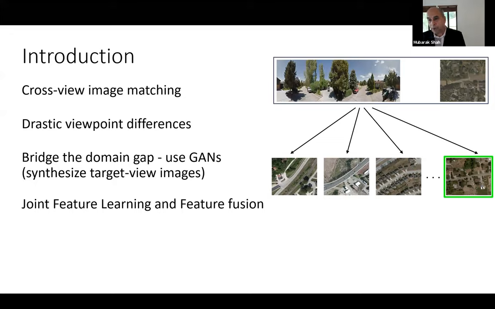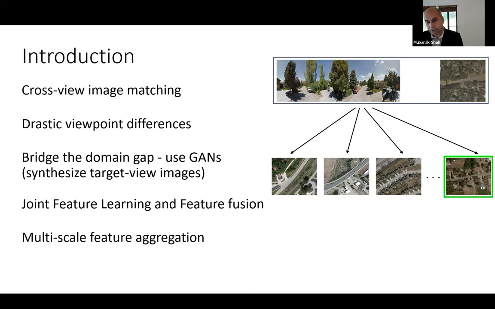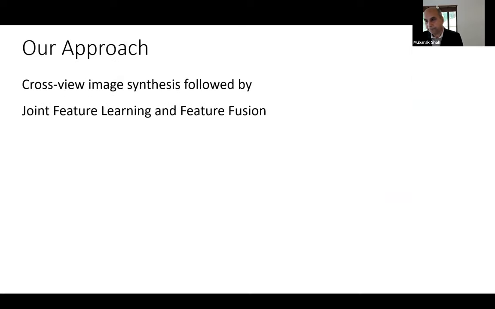So now we want to learn these joint features and we want to fuse these features. Okay, we want to fuse the synthetic features, real features, aerial, ground, and all these things. We want to come up with the best features which can help us match and then retrieve and do the geolocalization. And of course, we use multi-scale, which always helps. So our approach is that we do the cross-view image synthesis followed by joint feature learning.